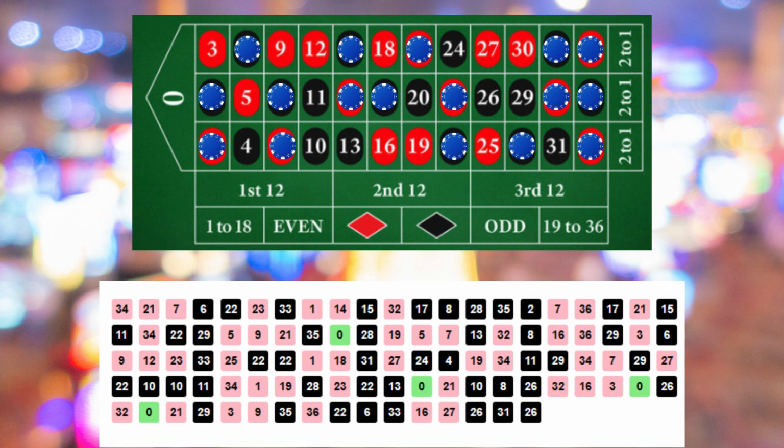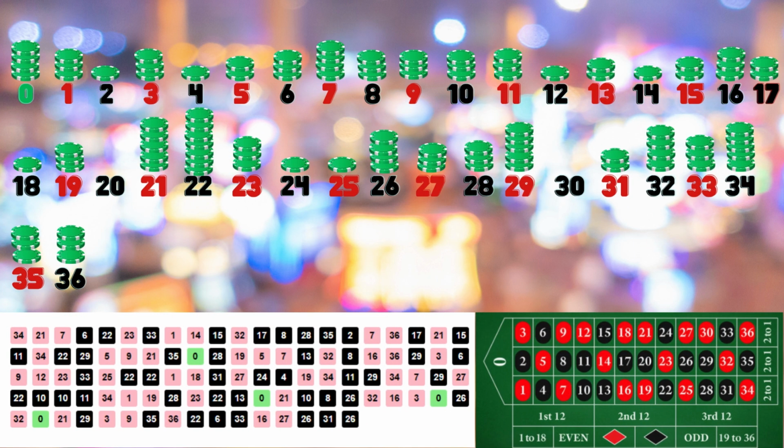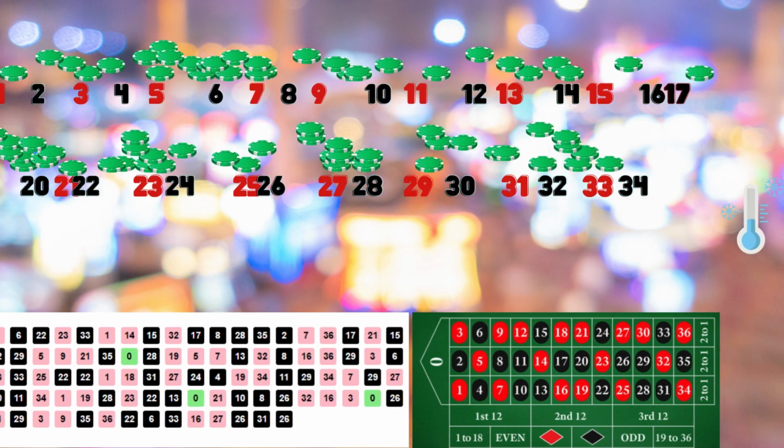Now let's take a look at it from a different angle. You can see here that every time a number has shown up, I have placed a chip on that number. From this, you are most likely already seeing patterns. Now we will have a look at a few different ways we can use this to create different patterns and apply it to our actual strategies.